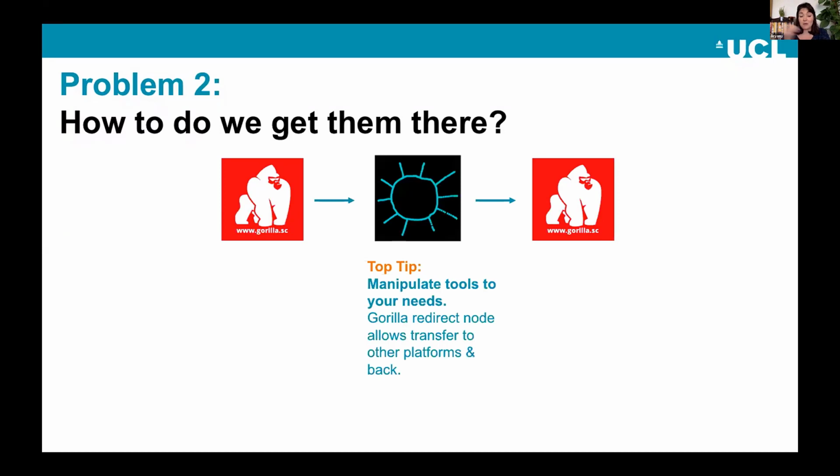And this is where the next tip comes in, which is really to manipulate the tools to your needs. The tools exist, you just have to figure out how to use them for the best. So Gorilla supplies a redirect node, which allows you to transfer participants from Gorilla out to a third-party platform, and then you can embed a link into that platform and send them back into Gorilla when you're done. And importantly, the participant starts where they left off, which is really helpful for ensuring continuity between your tasks.